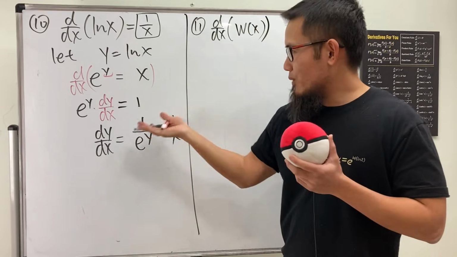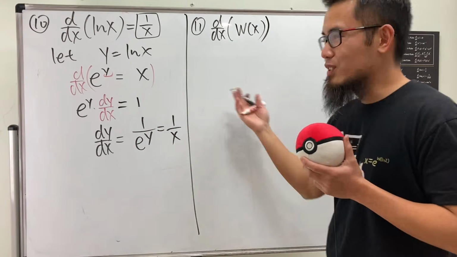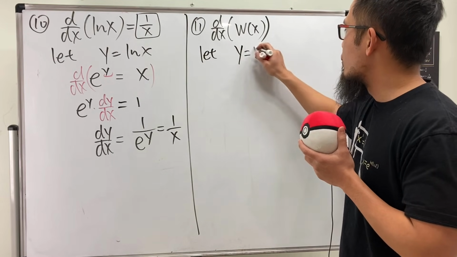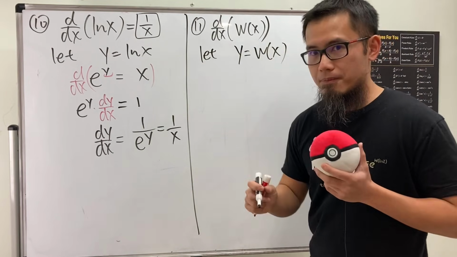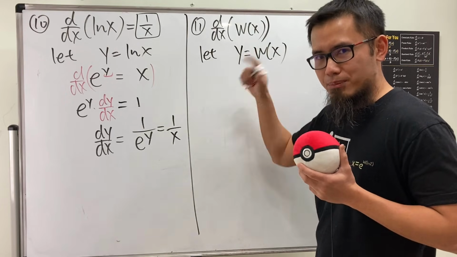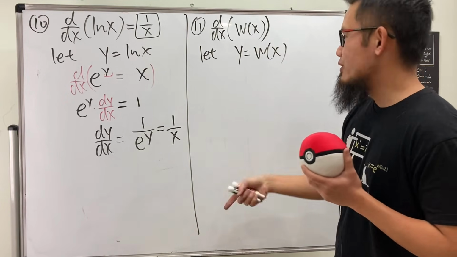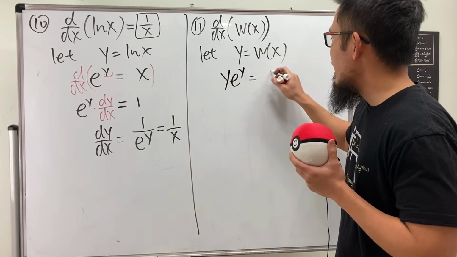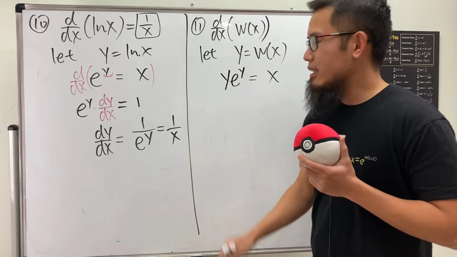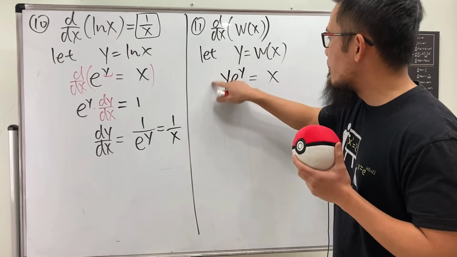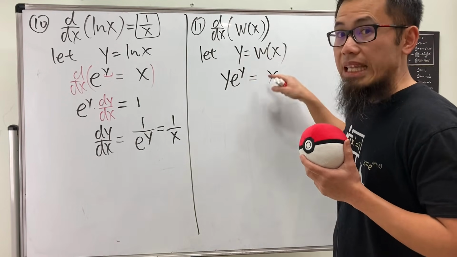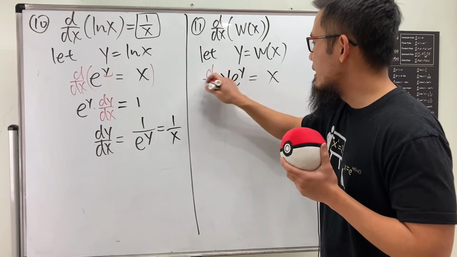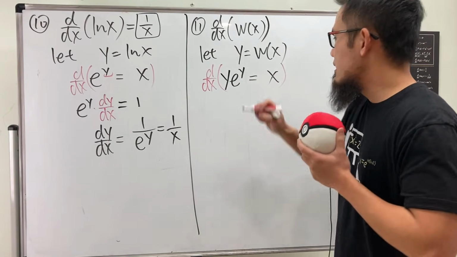You guys see why I show you guys this? Yes, because we can do the same strategy. First off, I'm going to say let y equal w of x. And then I will take the inverse on both sides, which is just the original, which is going to be y e to the y, it's going to be x, right? You see, if we take the w on both sides, we'll get w of x. Now, with that being said, we can then just do the implicit differentiation.